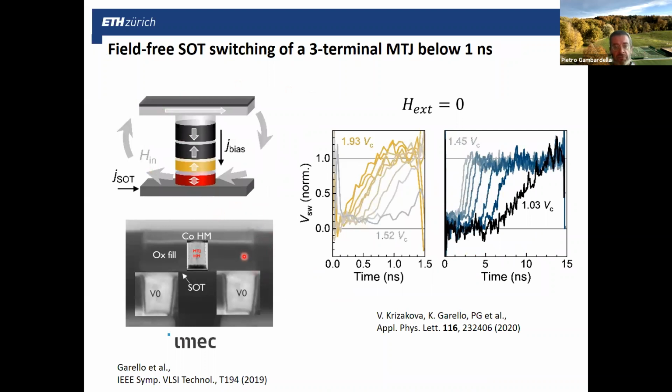Here I show a different type of device where we eliminate the need for an external in-plane field by essentially fabricating a magnetic layer on top of the junction itself, which produces a stray field on the free layer. And we achieve also here sub-nanosecond switching with more than 99.9% reliability in this type of devices.